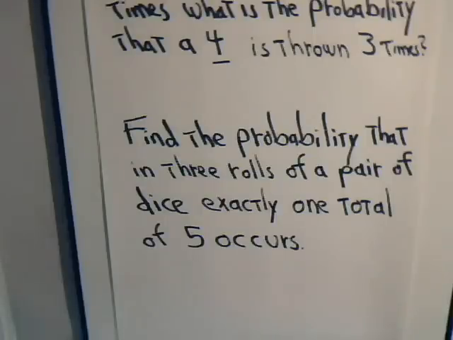Now, these are Bernoulli type problems because in the first instance, we're going to throw a die. If the number 4 shows up, that's a success. If it doesn't, that's a failure. And we're asking ourselves, if we roll it 5 times, what's the probability that the number 4 will show up 3 out of the 5 times?